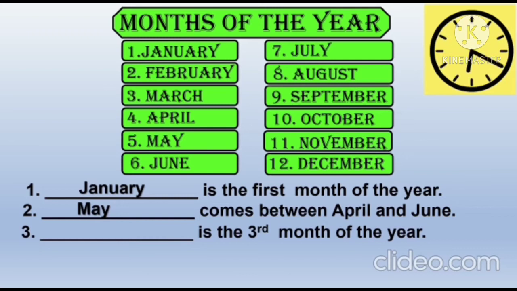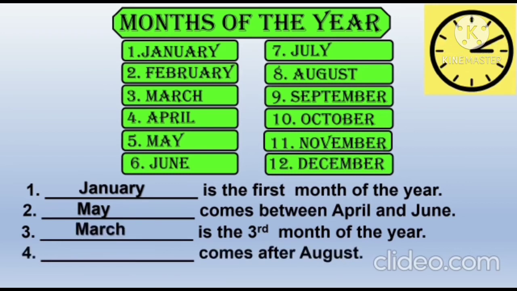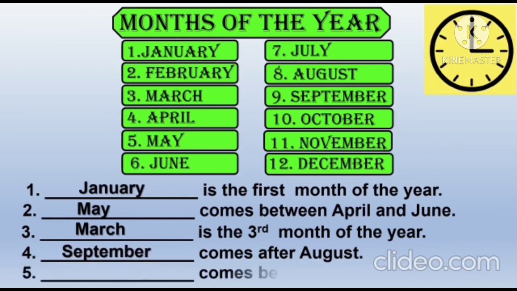Dash is the third month of the year. So again we should know the order. Third month is March. Dash comes after August. So you come to know after August, the 9th month is September. Next question is Dash comes before November. November is the 11th month. So before November we have the 10th month, it is October. So our answer is October.